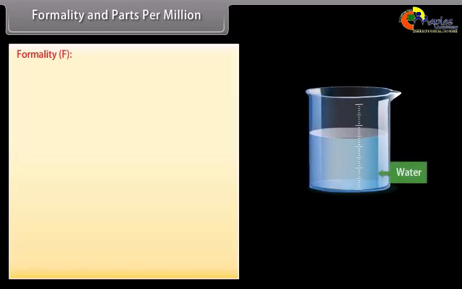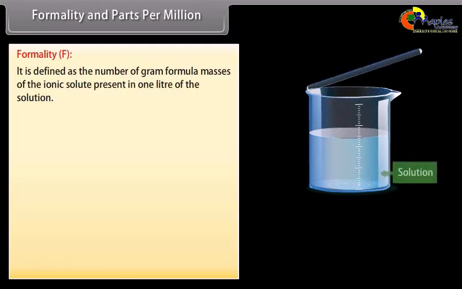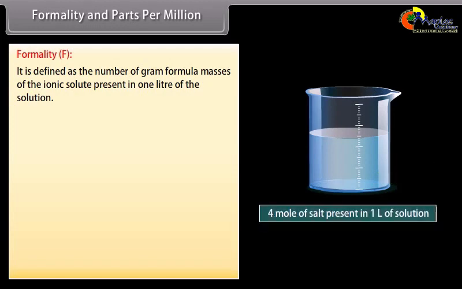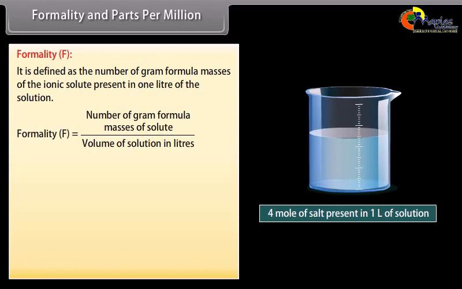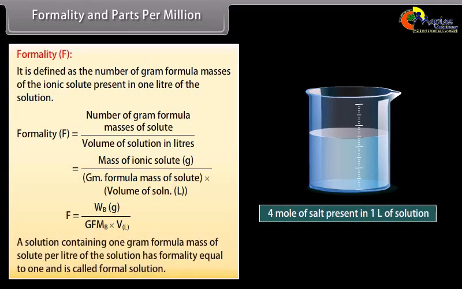Formality and parts per million. Formality. It is defined as the number of gram formula masses of the ionic solute present in 1 liter of the solution. It is represented by F. Mathematically, formality is represented by F is equal to Wb in grams divided by the product of gram formula mass of B and volume of solution in liter. A solution containing 1 gram formula mass of solute per liter of the solution has formality equal to 1 and is called formal solution.